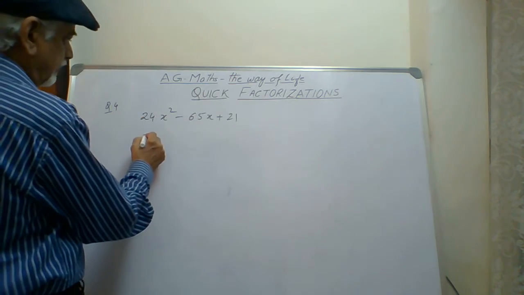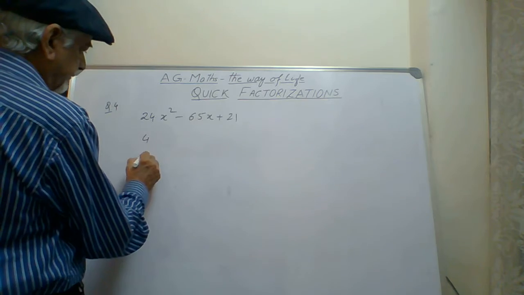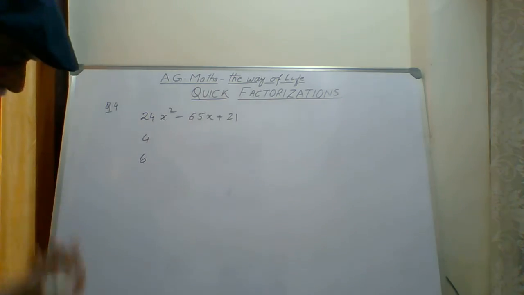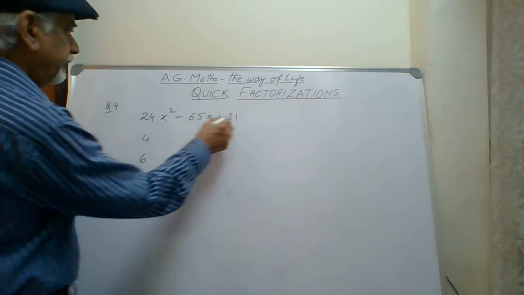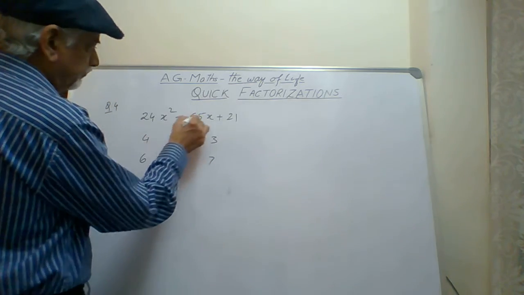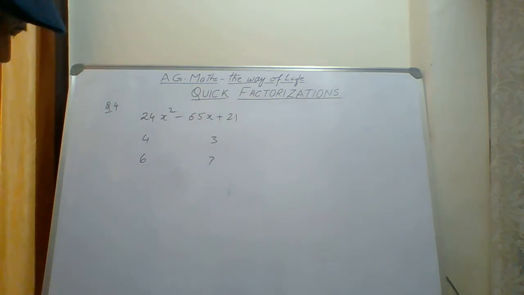24 you factorize. What is that? 4 and 6. Normal factorization is 4 and 6. But I think 4 and 6 may not give you the result. Let us see. And here we will get 3 and 7. So it is 18 and 28. You don't get 65. Right.